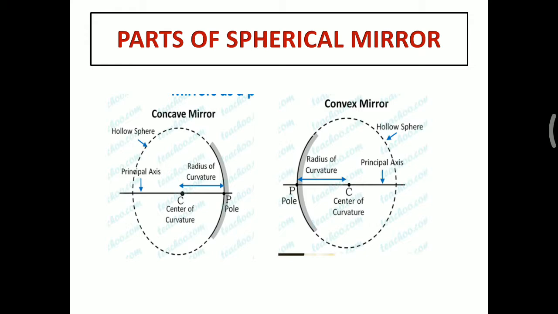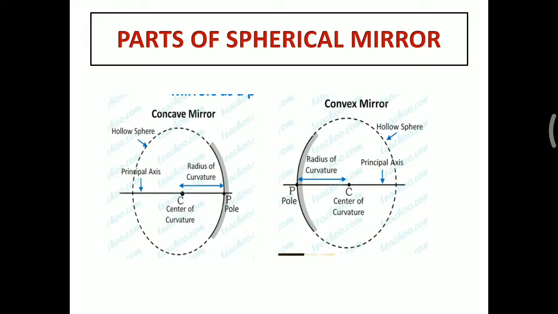The next topic, parts of a spherical mirror. In the last class I taught some parts of a spherical mirror: one is pole, second one center of curvature, principal axis, radius of curvature. So what is the pole? The center point of the mirror is called pole.